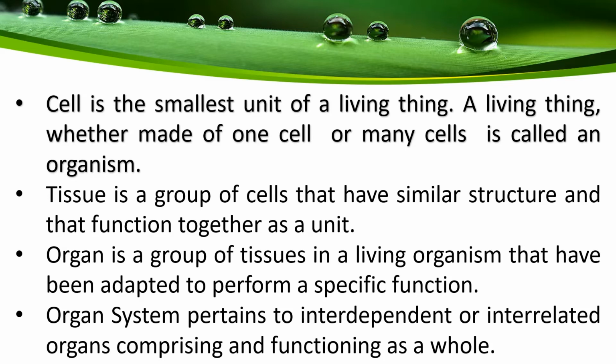Kagaya lang halimbawa nung sa tissue, merong muscle tissue, bone tissue, ganun. So, yung sa organ naman, kagaya halimbawa ng heart, ng liver, ng kidney. Ang organ system naman, ito yung kagaya ng brain, ng spinal cord, at saka ng mga nerve, bumubuo sila ng nervous system. Yung heart, yung mga blood vessels, bumubuo naman sila ng circulatory system. So, yun yung organ systems.